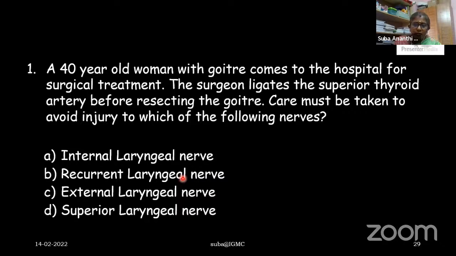So we'll have a small question and answer. A 40-year-old woman with goiter comes to the hospital for surgical treatment. The surgeon ligates the superior thyroid artery before resecting the goiter. So care must be taken to avoid injury to which of the following nerves? A, internal laryngeal nerve, B, recurrent laryngeal nerve, C, external laryngeal nerve, and D, superior laryngeal nerve. Students, you can message in the chat box.